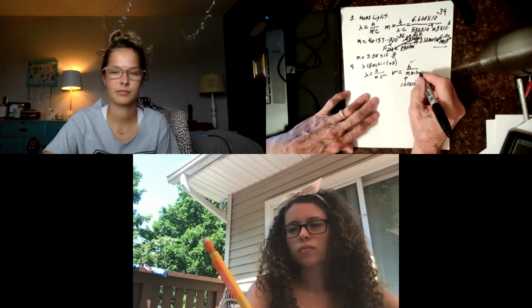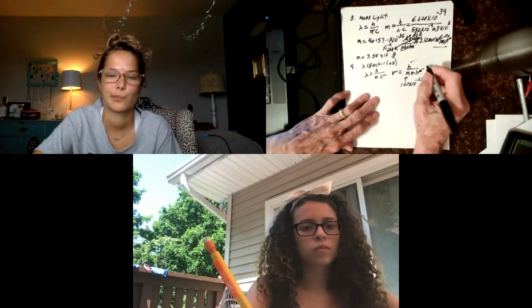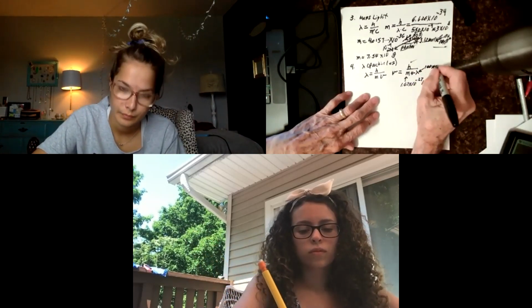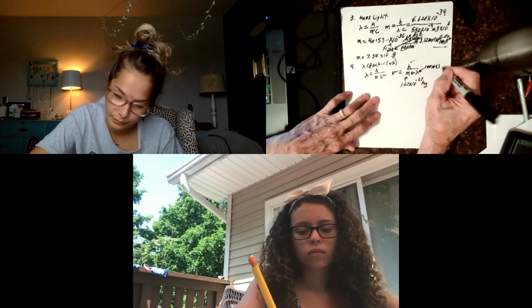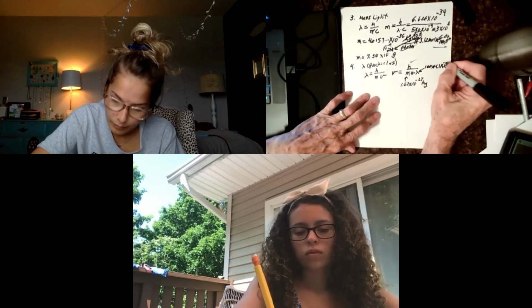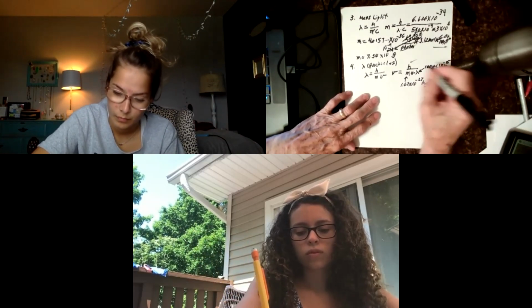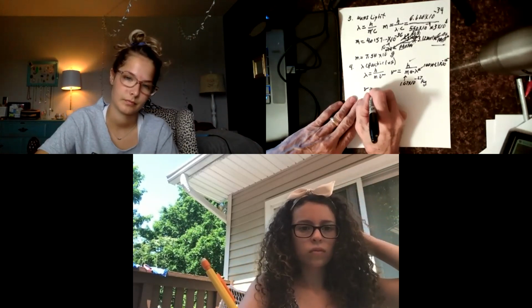Well, the diameter is given in the problem. So I want 100 times the diameter of the neutron, which is 1.1 times 10 to the minus 15 meters. That's in the correct unit. So all I've got to do is plug these numbers in, and that should give us the velocity.